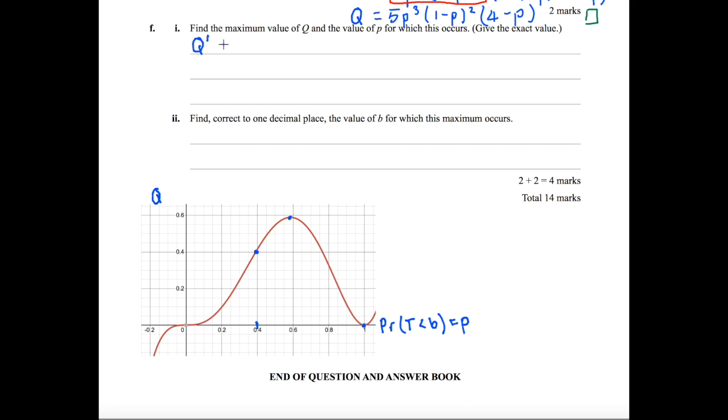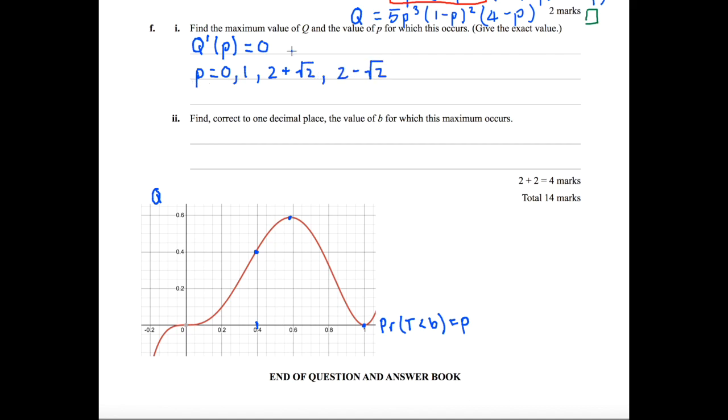So let Q dash of P equal 0, from your calculus. Hopefully you remember that. You'll get a couple of answers. You get P equals 0, 1, 2 plus root 2, and 2 minus root 2.